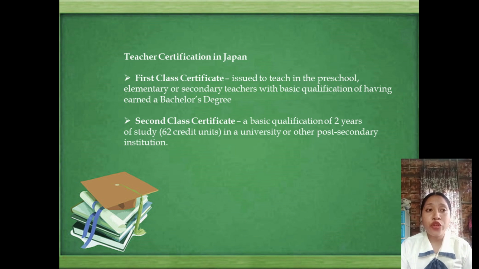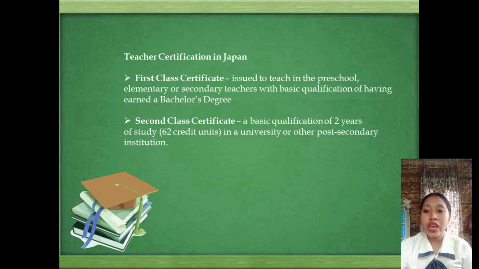There are different types of teacher certification in Japan. First, we have the first class certificate, which is issued to teach in preschool, elementary, or secondary schools, with the basic qualification of having earned a bachelor's degree.